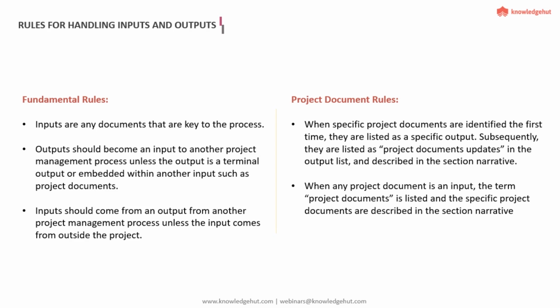So I'm just trying to give you some feel of some of the rules. Yeah, I think this is explained here. Any document, the first time a new document gets created, will be shown explicitly as a specific output: Risk Register, Stakeholder Register, Activity List. So these are specific document names. But then later on, if any of the other processes are updating them, it will be shown more as a project document update.